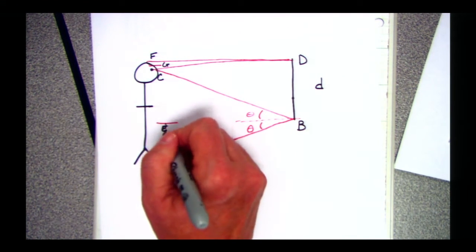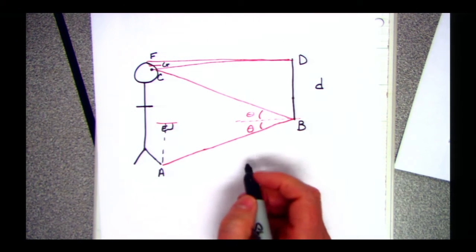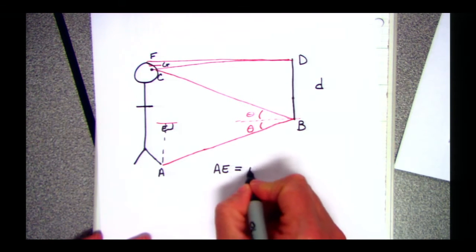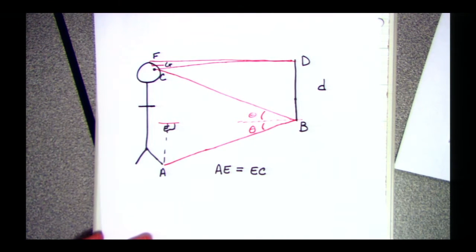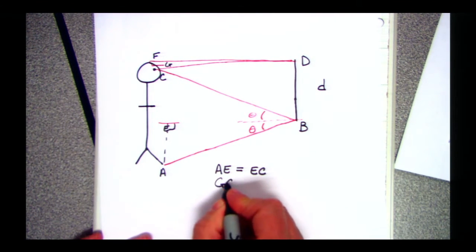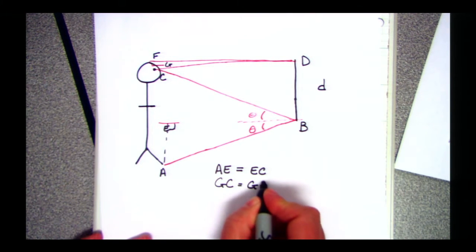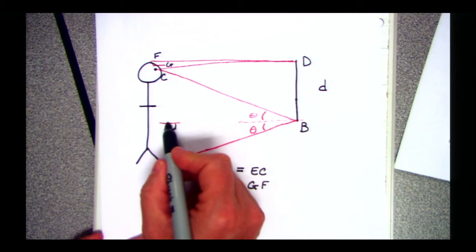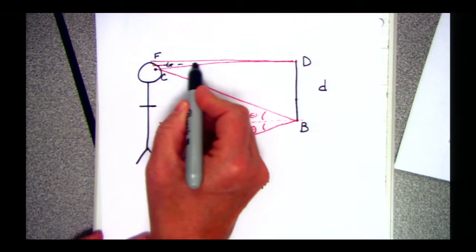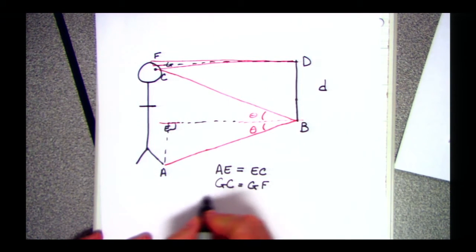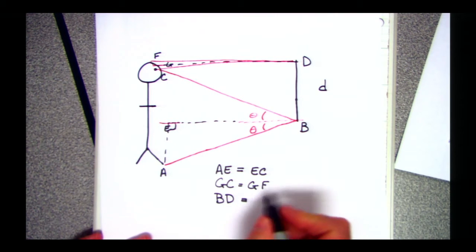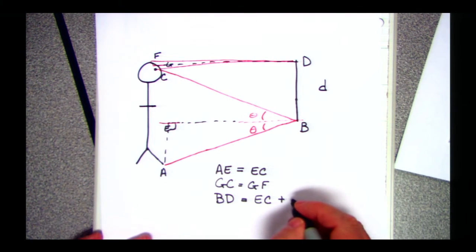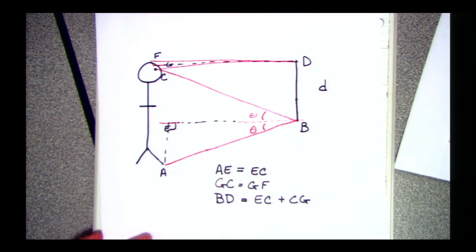Okay, so this is going to be a right triangle right here. So we know that AE is going to equal EC. That's one thing we know. We know that GC is going to equal GF. And BD has got to equal EC plus CG.